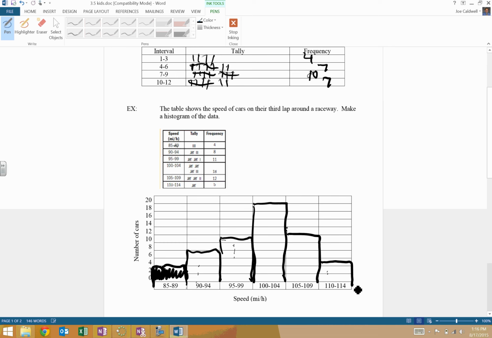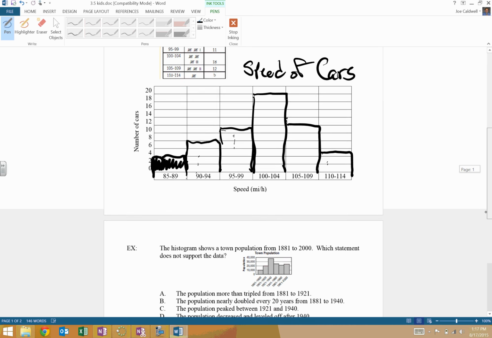Okay, and then we should always have a title of some sort. Speed of cars. Label. We have each line labeled, numbered properly. Intervals always go on the bottom. So that's how you make a histogram.